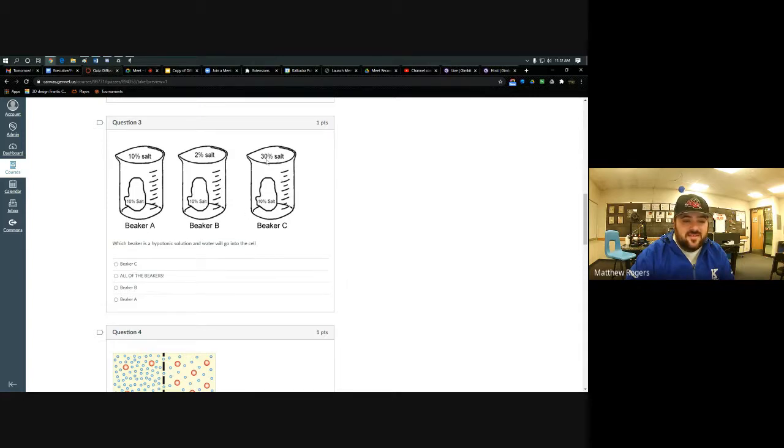And then C is 70% water because of 30% salt, so water is going to leave the cell. That's hypertonic. So the answer here is beaker B.